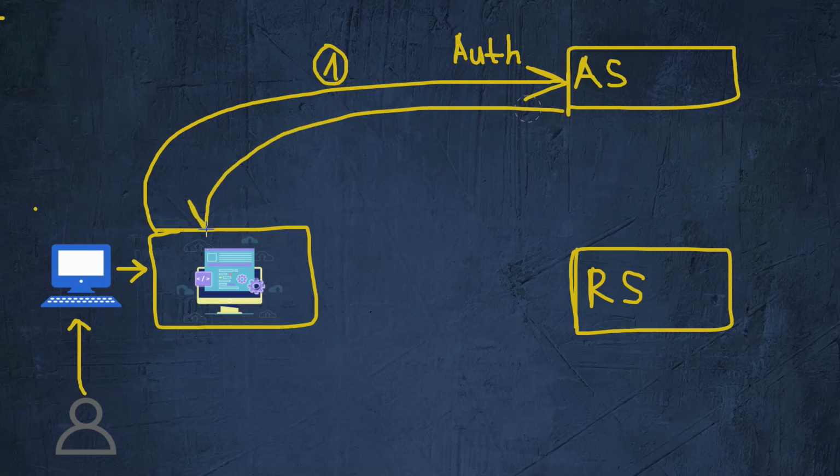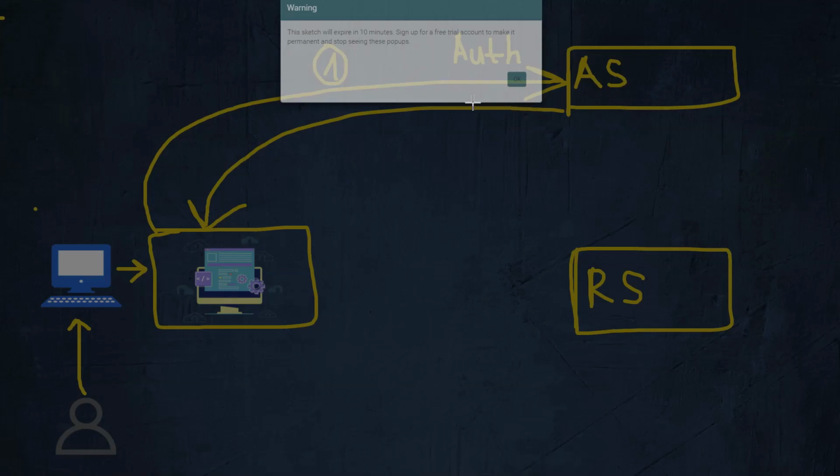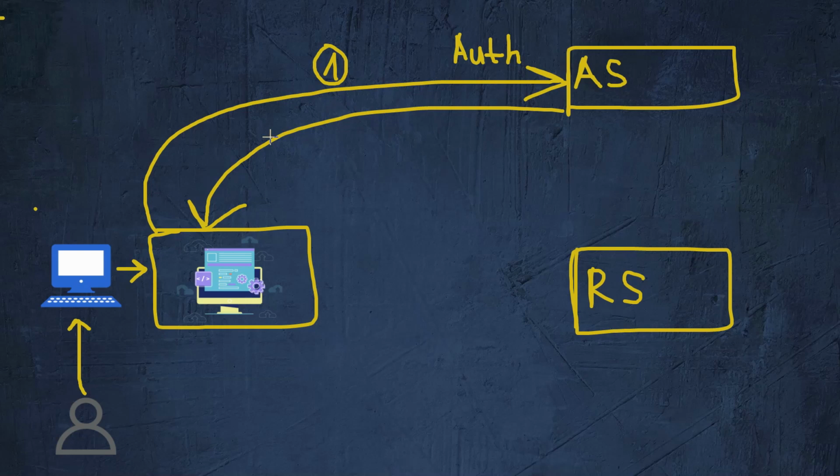So this is basically a redirect. So what we are getting returned is a new URL, including the authorization code. So this is going to be a URL structure, including the authorization code as a parameter.